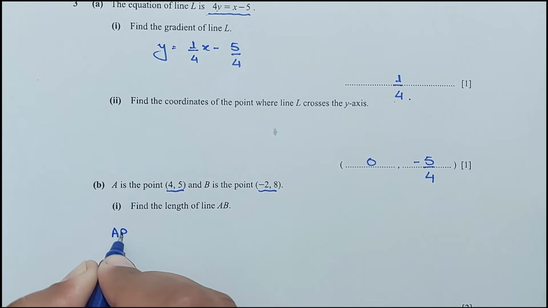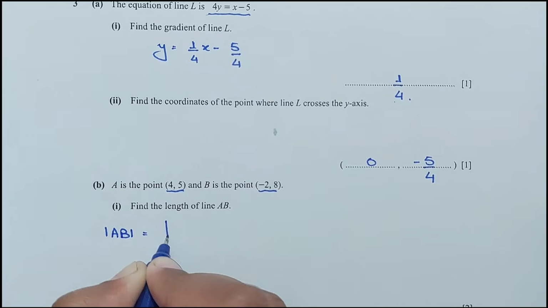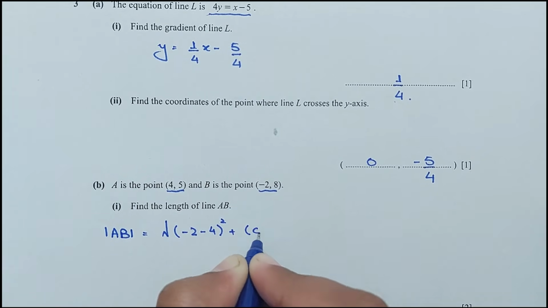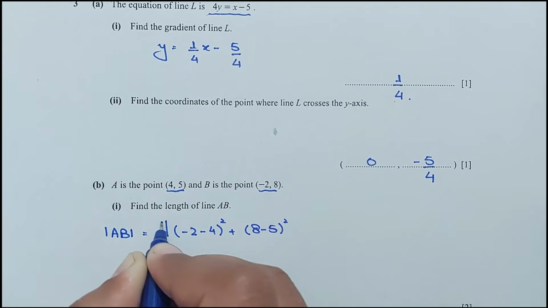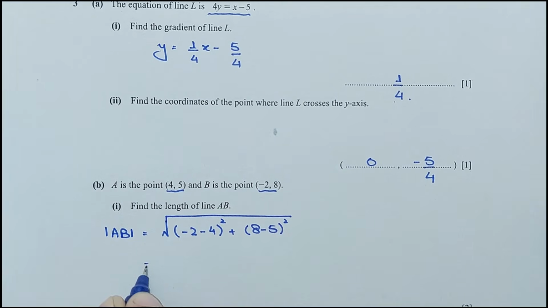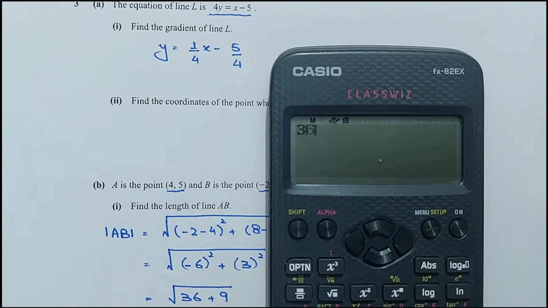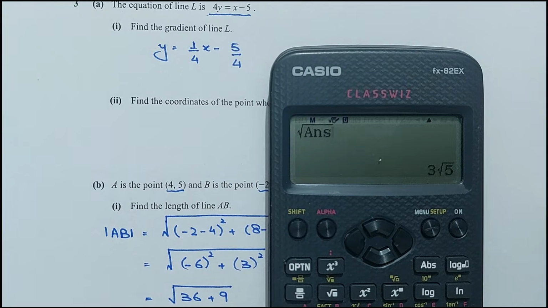Okay, so the length of AB, this would be square root of x2 minus x1 whole square plus y2 minus y1 whole square. Okay, so this would be -6 whole square, 3 whole square, right? So 6 squared would be 36 and 3 squared would be 9. Okay, so 36 plus 9 and square root of 45 is 6.71.